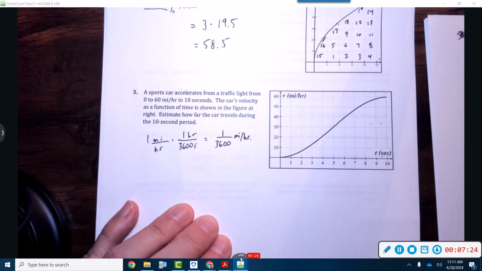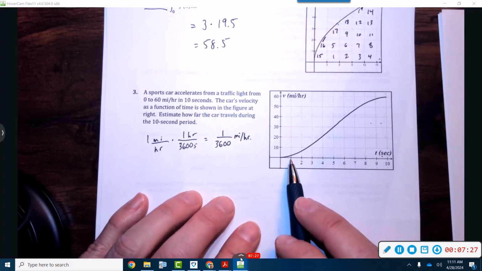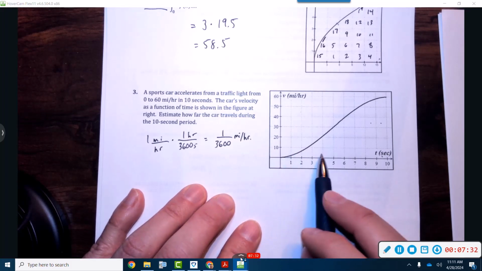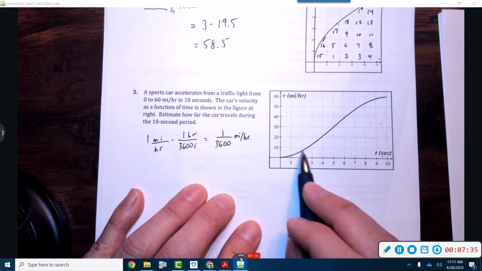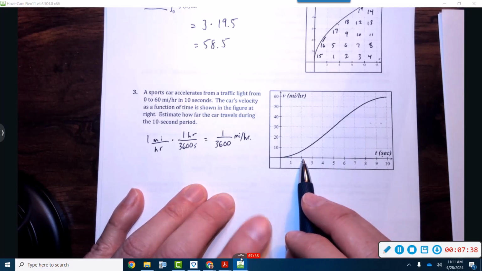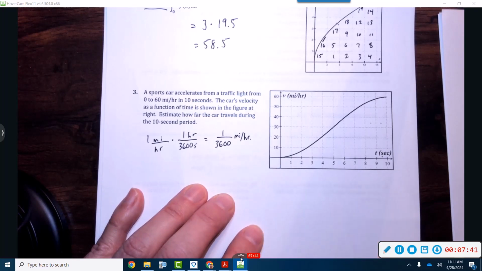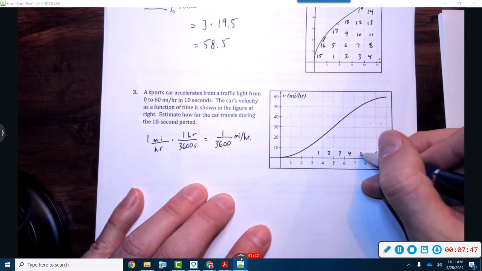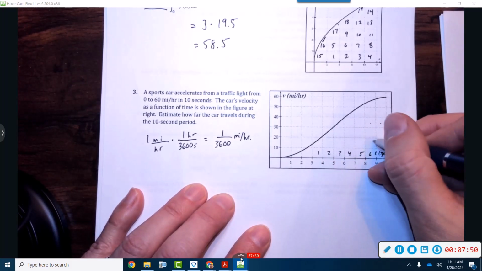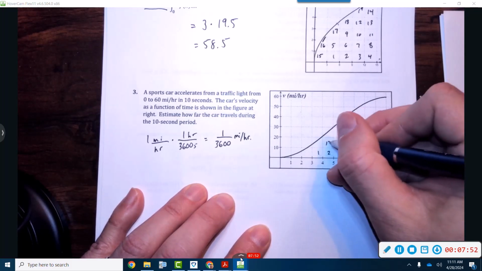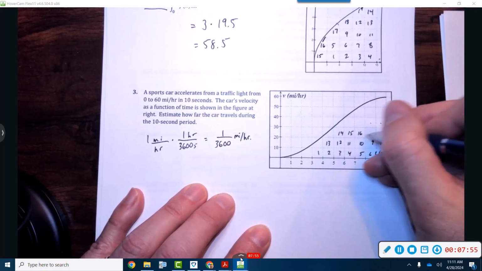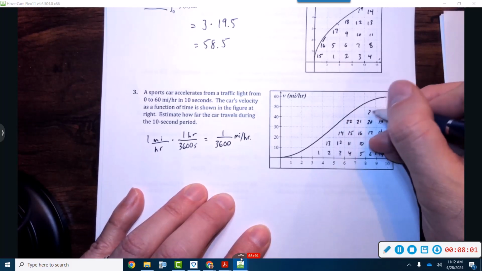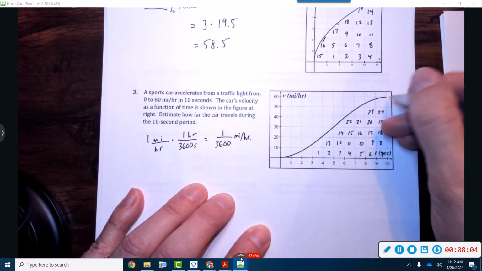So let's count. Each one of these has a height of 10. So each one of these squares is 10 because it's up 10. Yeah, it's got a height of 10. All right, so here are the full ones. 1, 2, 3, 4, 5, 6, 7, 8, 9, 10, 11, 12, 13, 14, 16, 17, 18, 19, 20, 21. I'm going to call that one 22, 23, 24, and that's pretty close.